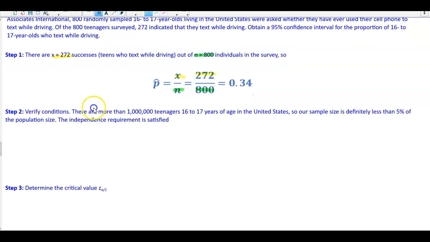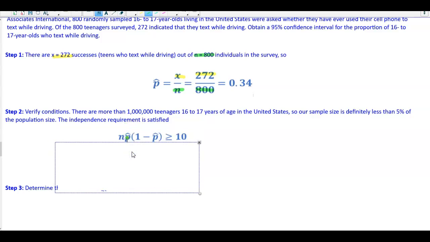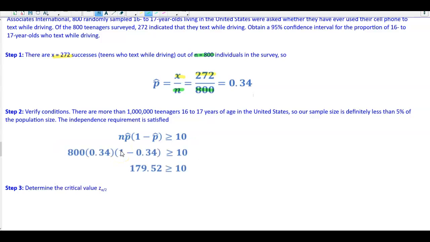Okay, now in step number 2, they want us to verify the conditions. So, first and foremost, before we do that, we need to take the value of the sample size, which is n, and that is 800. And then we're going to multiply it by the point estimate times 1 minus the point estimate to determine whether it is greater than or equal to 10. So 800 times 0.34 times 1 minus 0.34 gives us 179.52, which verifies that it's greater than or equal to 10.